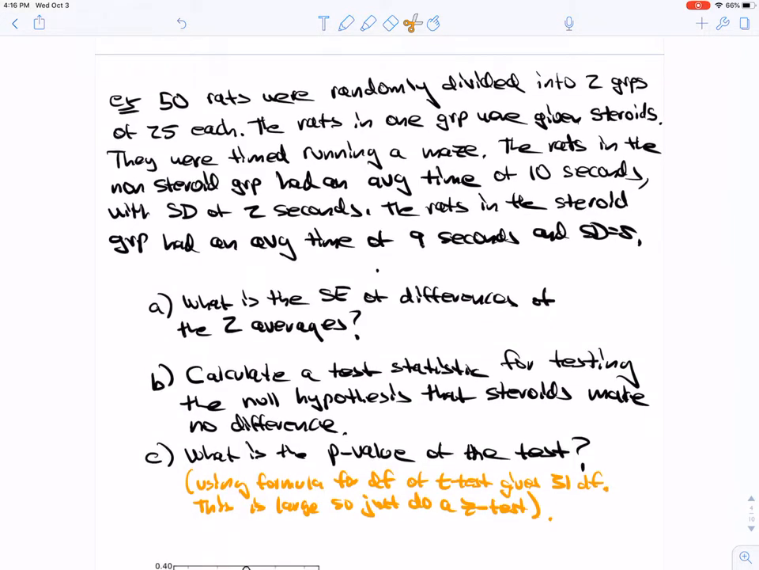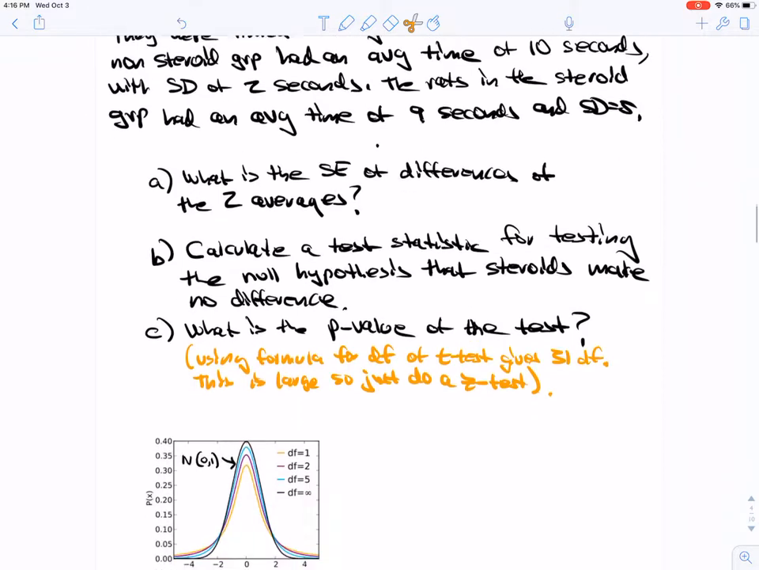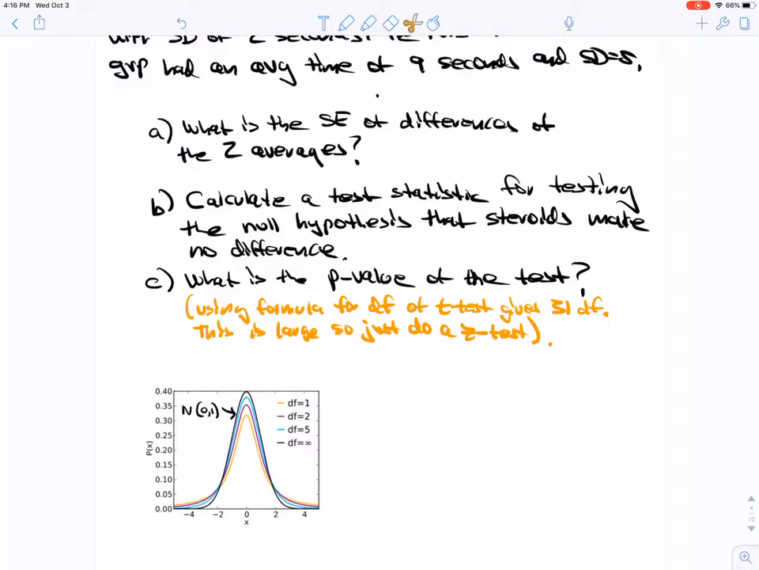Here's an example. You have 50 rats randomly divided into two groups of 25 each. The rats in one group are given steroids. The rats in the non-steroid group have an average time of 10 seconds with an SD of 2 seconds. The rats in the steroid group have an average time of 9 seconds with a different SD, 5. So what's the SE of the difference of the two averages? Calculate the test statistic for testing the null hypothesis that steroids make no difference, and what's the p-value of the test.